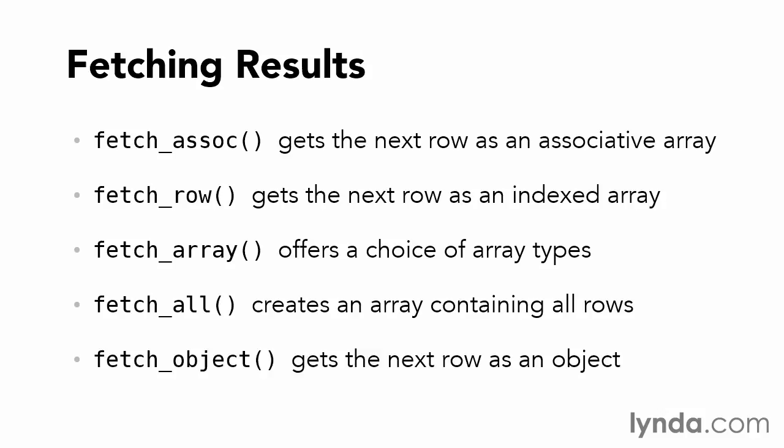The final method, fetchObject, returns the row as an object. If you pass it the name of a class, it'll create an instance of that class, using the current row's values as its properties. We'll look at fetchObject in Chapter 7, but let's see the other 4 methods in action.